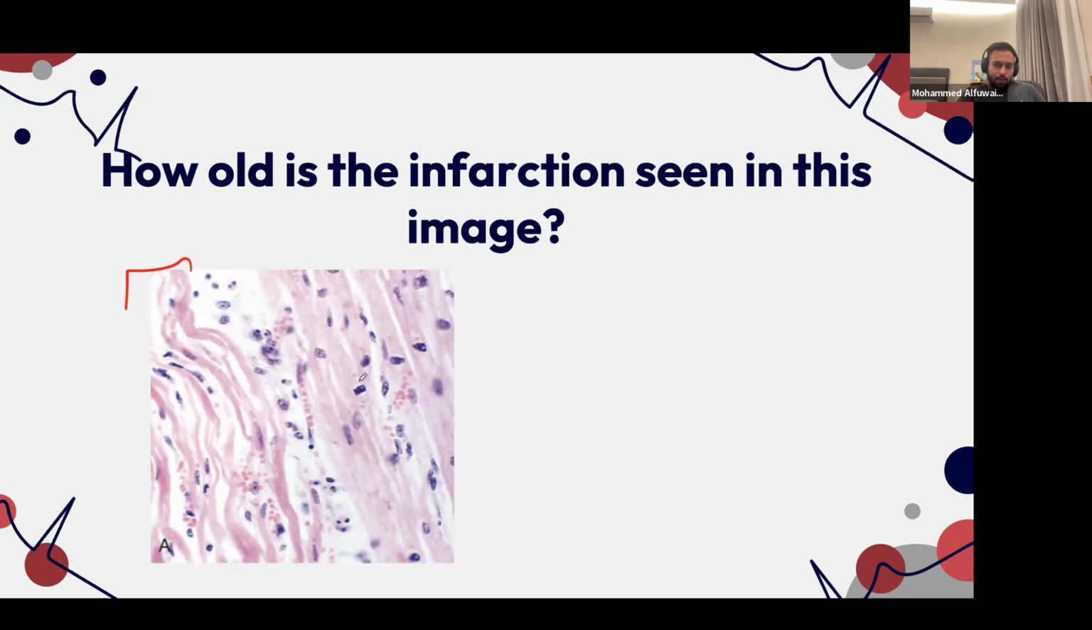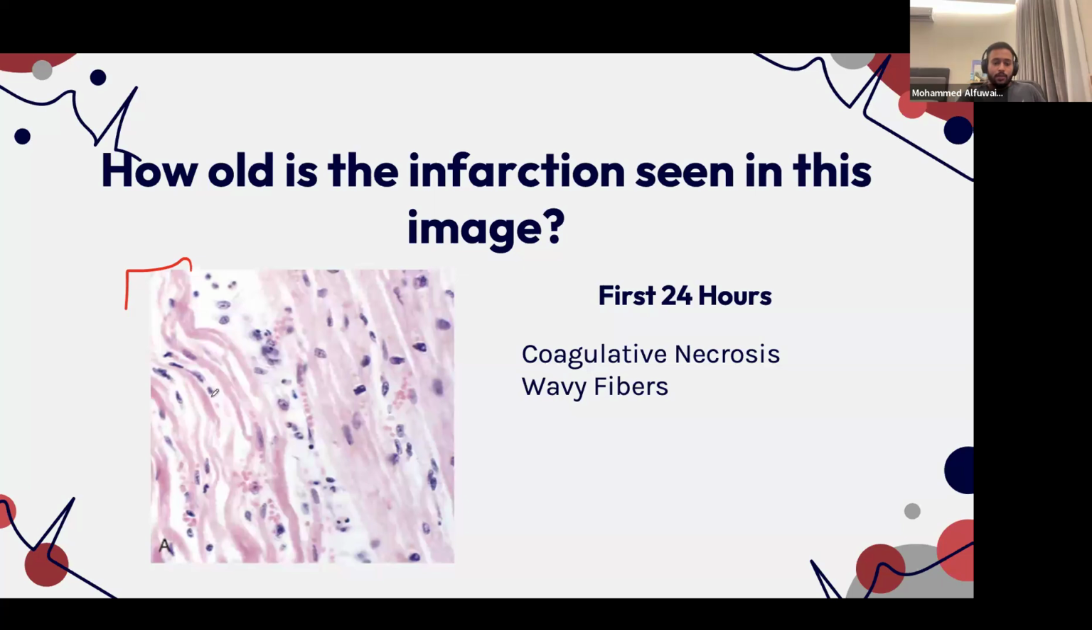Yeah, pyknosis and everything. So what's happening? Coagulative necrosis. Okay, coagulative necrosis and wavy fibers. Memorize these images, guys. They will ask you. Dr. Broad likes to ask these types of images. So wavy fibers, number one, and coagulative necrosis.